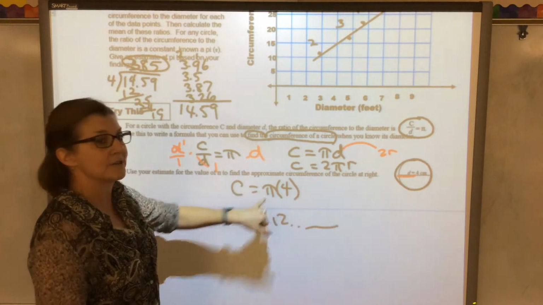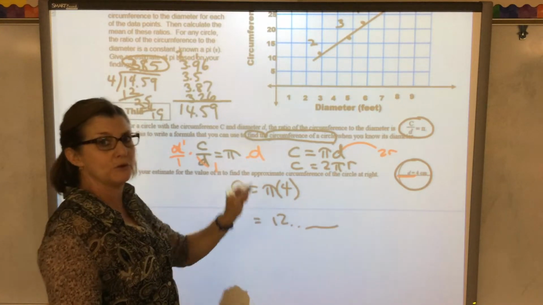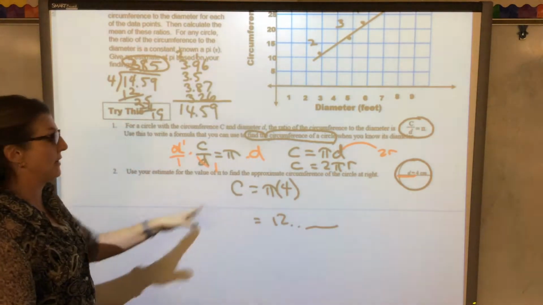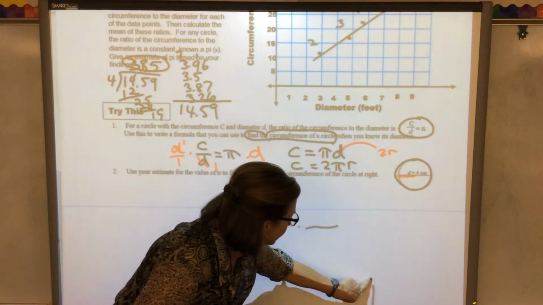If your calculator's not set up to do that, we can figure that out and get your calculator so that when you hit 4 times pi and hit enter, you actually will get a number and not just 4 pi. All right, so let's move on to the next slide.